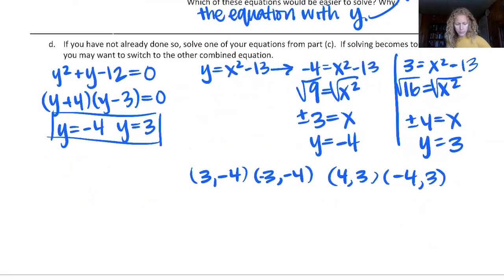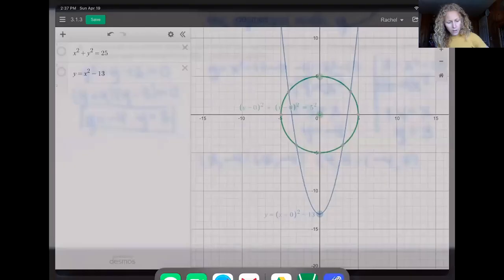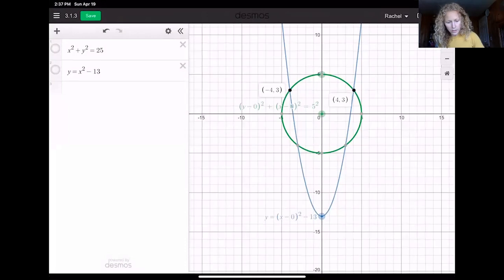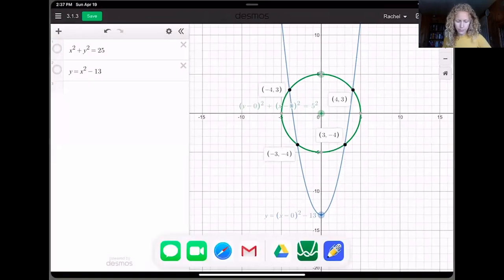We go back to our original graph just to check it out again. Those are the points as well. We have 4, 3, -4, 3, 3, -4, and -3, -4.